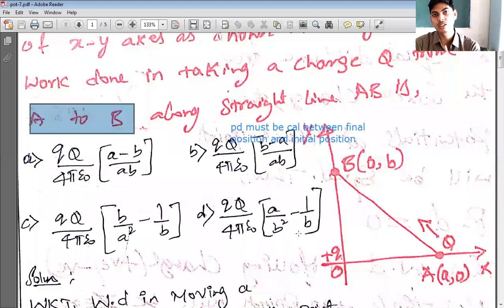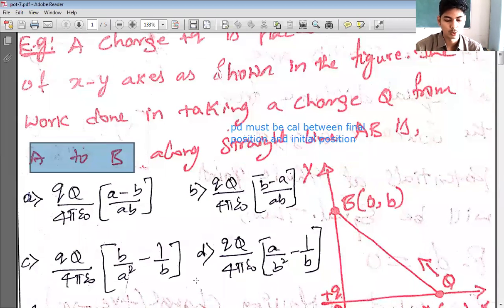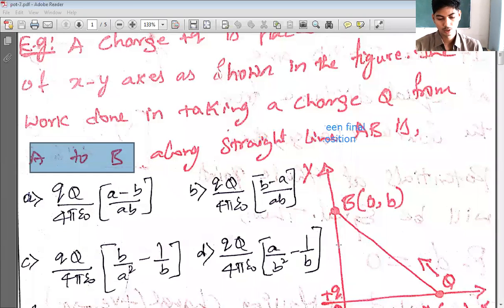Suppose you are asked to find the work done in moving the charge from B to A. If you are asked to calculate the work done in moving the charge from B to A, tell me which option would come out to be true among these 4. Which option would come out to be true if you are asked to calculate work done in carrying charge capital Q from B to A? Which option would be correct? Option B would be right there.